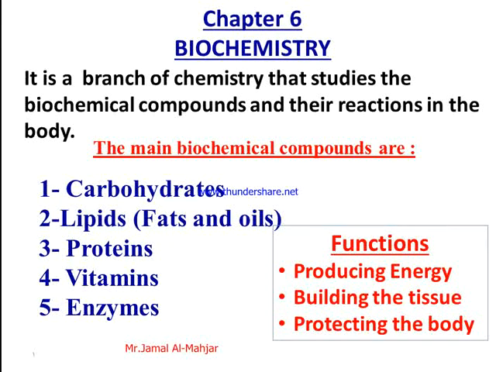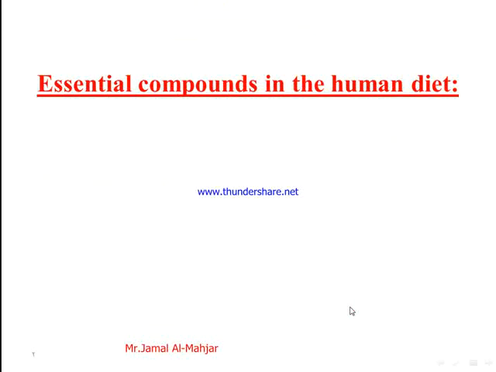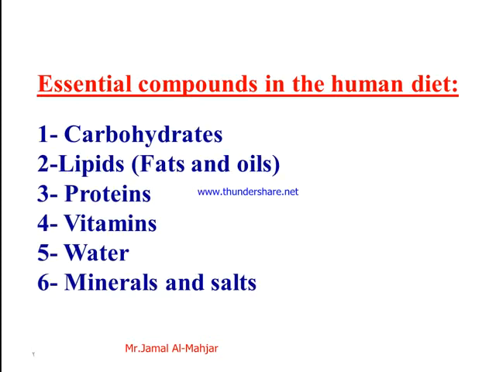What are the functions of these biochemical compounds? The main functions are producing energy, building the tissue of the body, and protecting the body from diseases. We have essential compounds in the human diets. What are they? We have carbohydrates, lipids, fats and oils, proteins, vitamins, water, and minerals and salts.